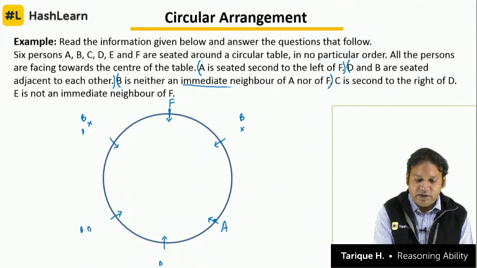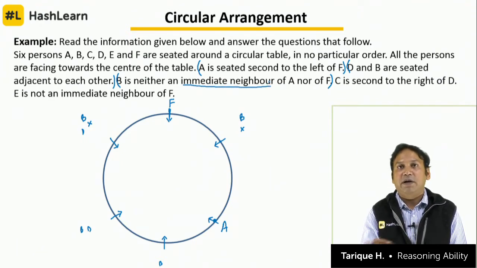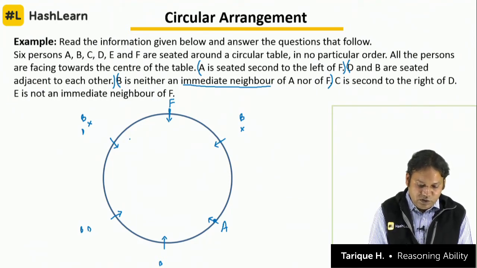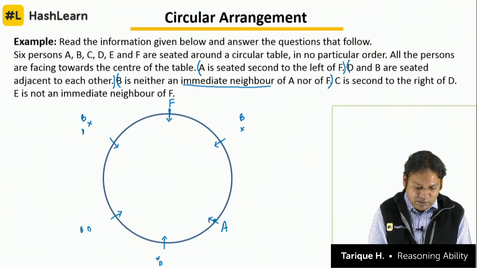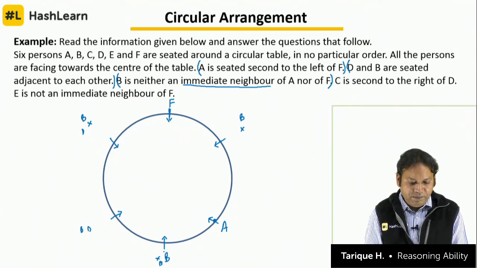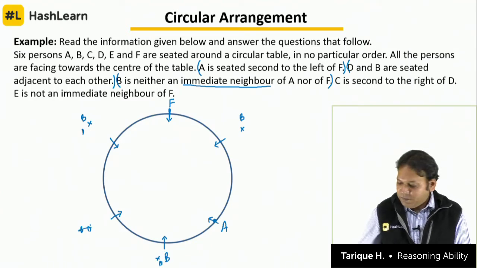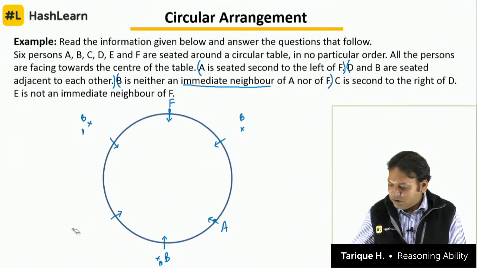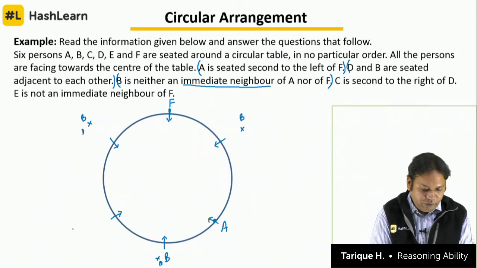The meaning of immediate neighbor is right next to, next to it. So B is not next to F and not next to A. So B cannot come in these two positions, and B also cannot come in this position, right? So this also cannot be B. So what is the only position left for B? Okay, let's just erase this part here. So what is the only position for B?